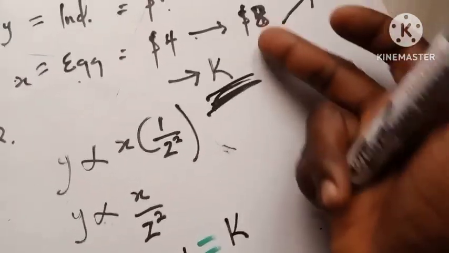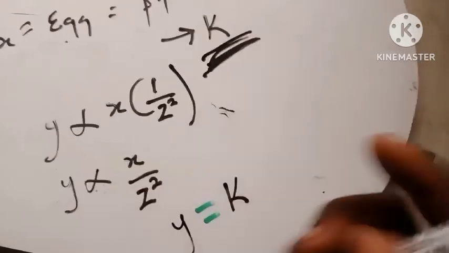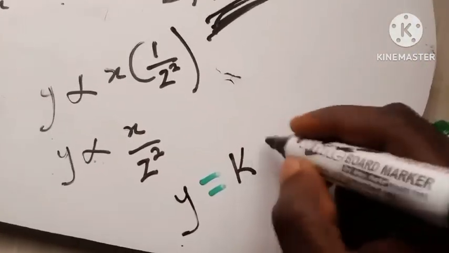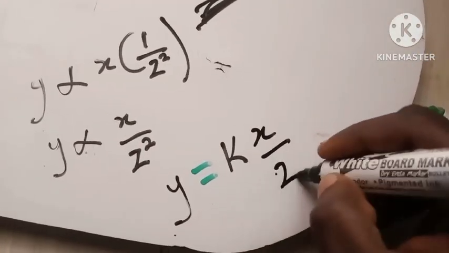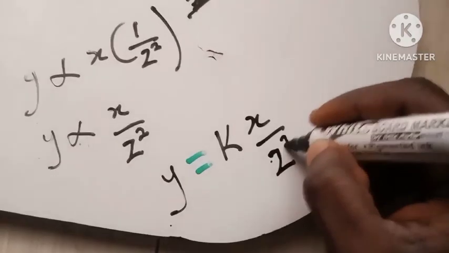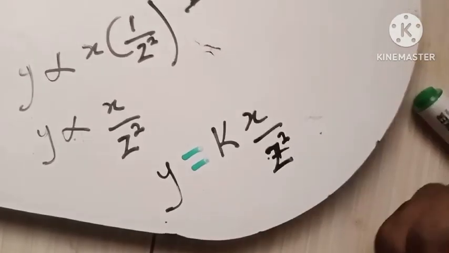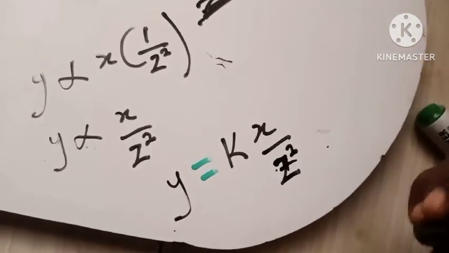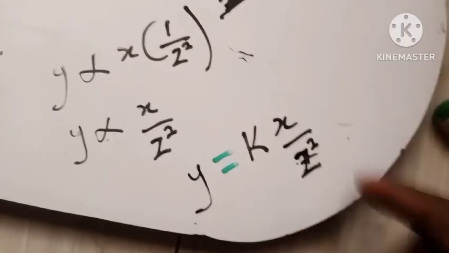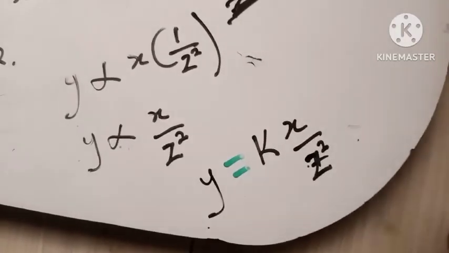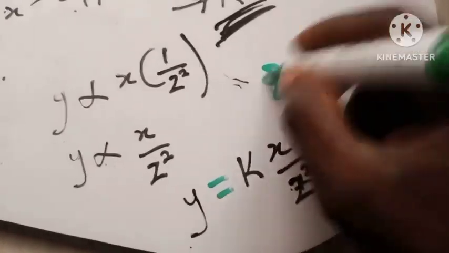I've already explained the meaning of the constant. Then you bring in your expression or equation, whatever you are having. Let me cross this one. Is that okay? So now this is what we have. Once you have this, you are done. Almost 80% of your problem is solved.